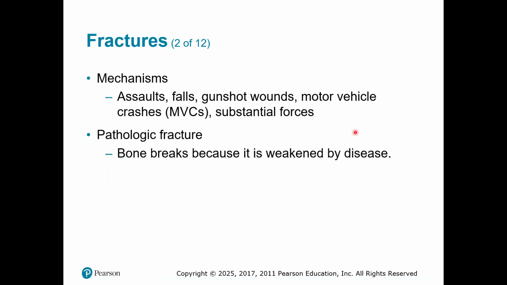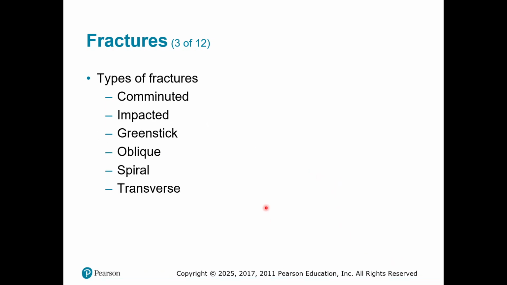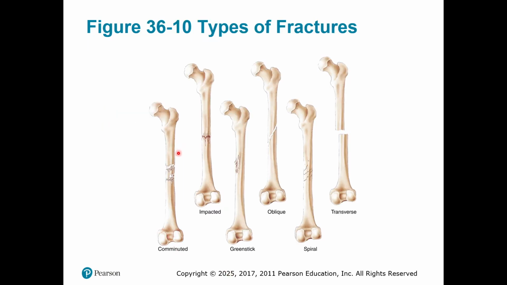Mechanisms: assaults, falls, gunshot wounds, motor vehicle crashes, and substantial forces. A pathologic fracture will be a bone break. It is weakened by disease, like somebody who has bone cancer. Different types of fractures. There's comminuted, impacted, the green stick, the oblique, spiral, and the transverse. And here are some examples of those. Here's a comminuted fracture, an impact fracture, green stick right there, oblique fracture, the spiral fracture, and a complete transverse fracture.